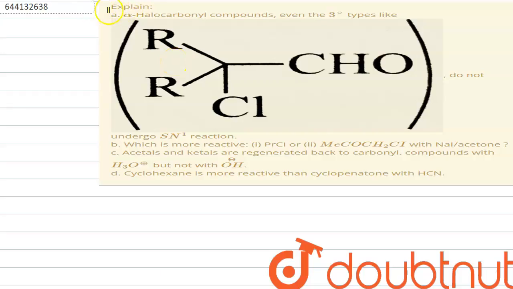Hello student, today I am solving the question. The question is: explain why alpha-halocarbonyl compounds, even the tertiary types, do not undergo SN1 reaction. Which is more reactive?